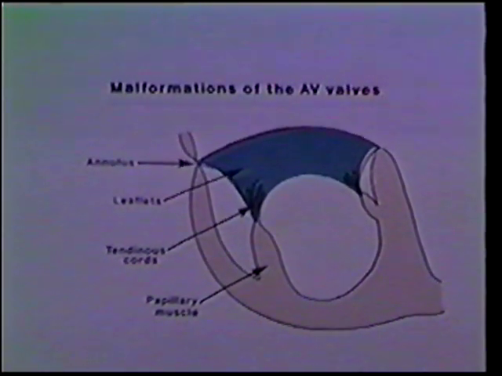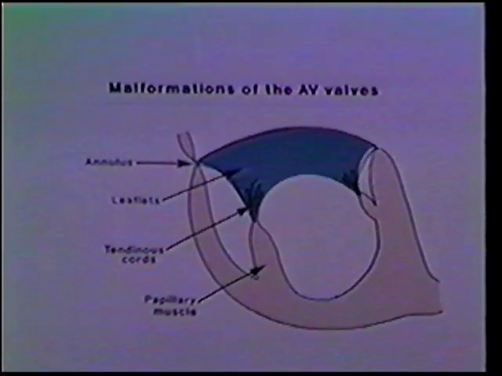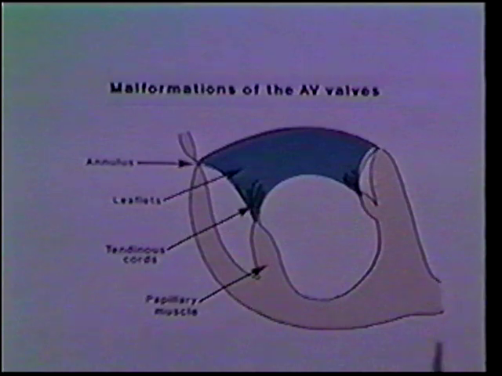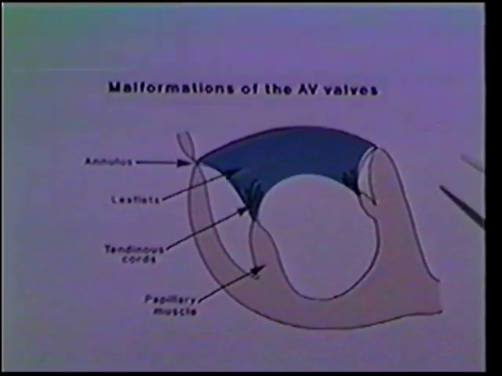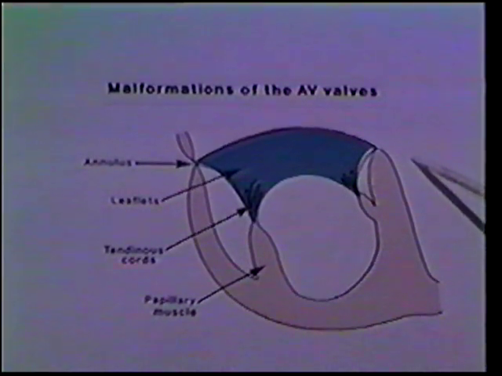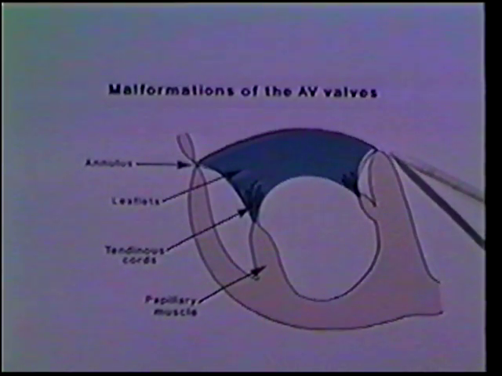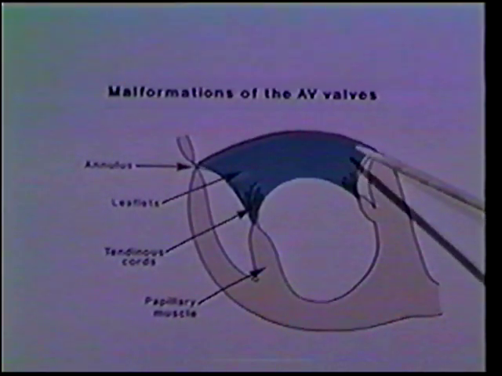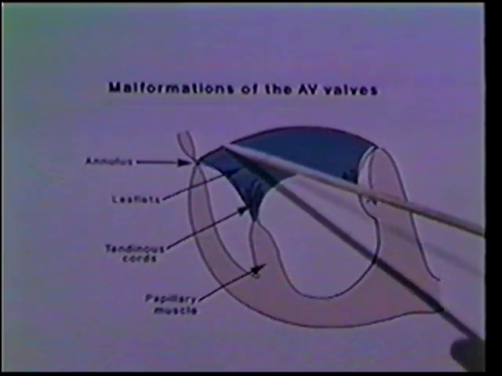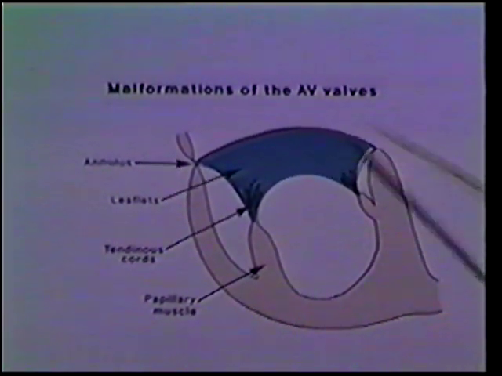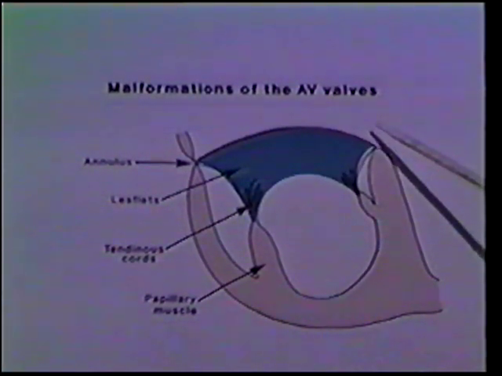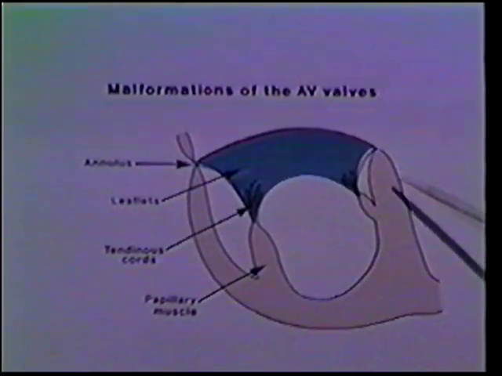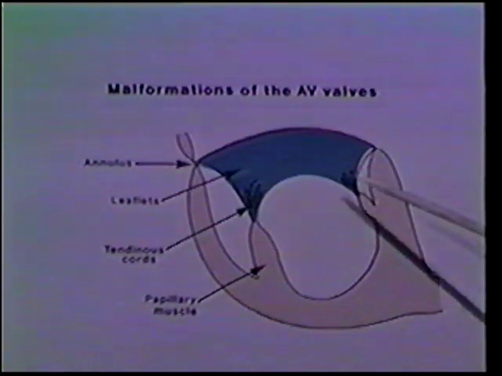Well, the topic for this afternoon is malformations of the atrioventricular valves. And to understand malformations of the atrioventricular valves, we need to consider the normal structure of the atrioventricular valve, which is composed of the hinge point forming the junction between the atrial myocardium and the ventricular myocardium.